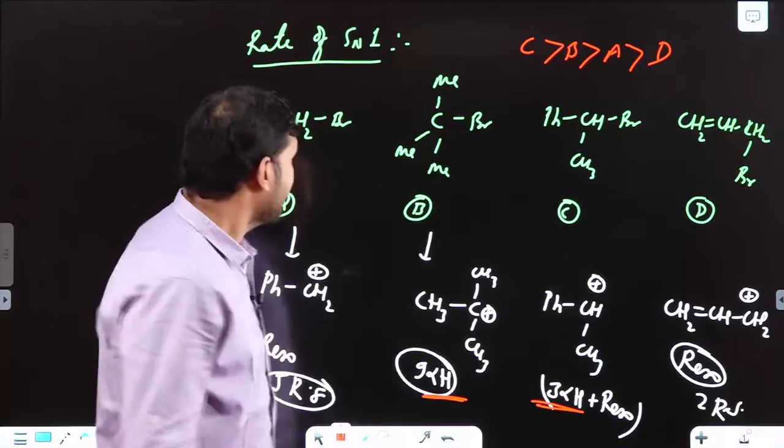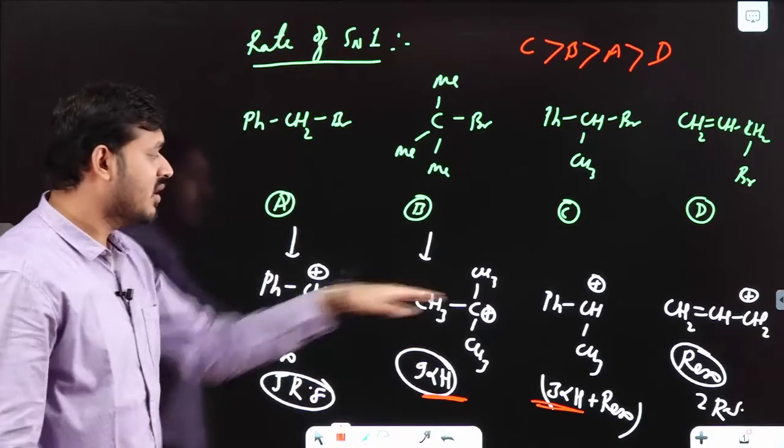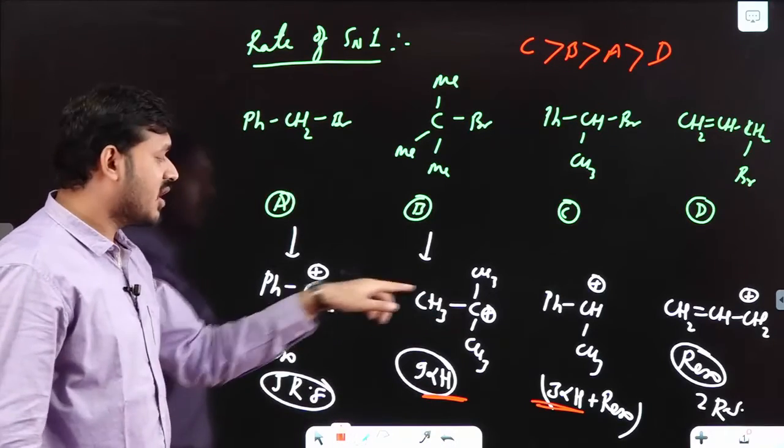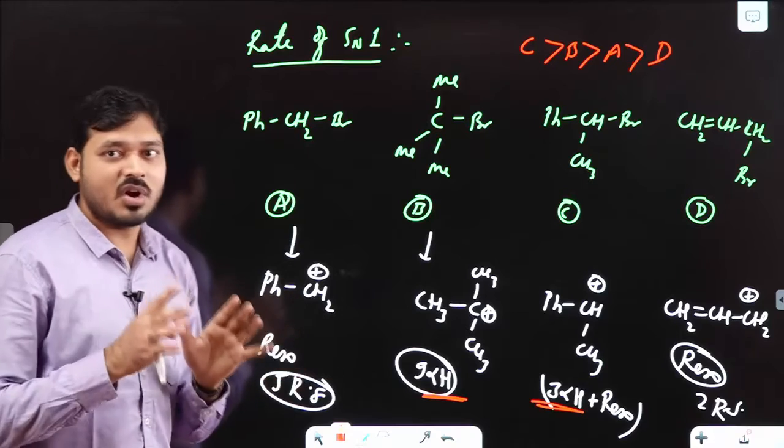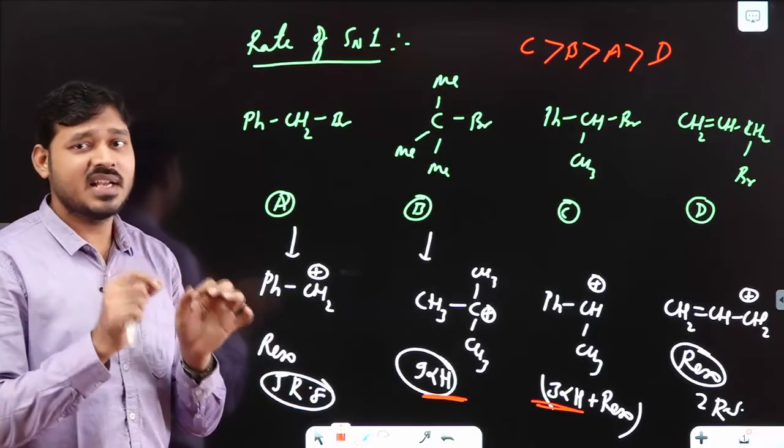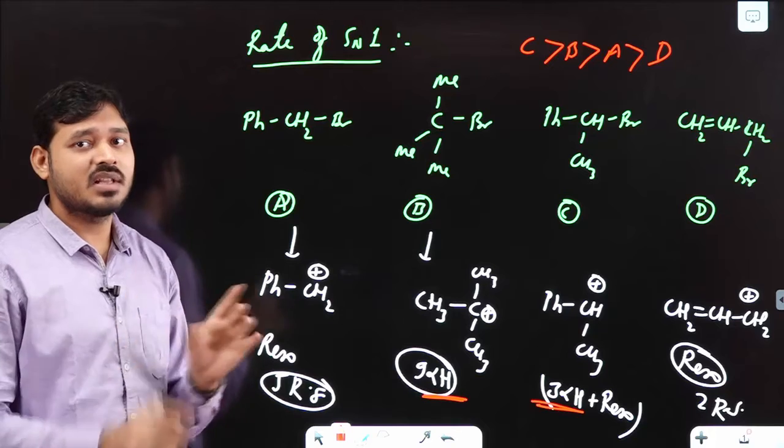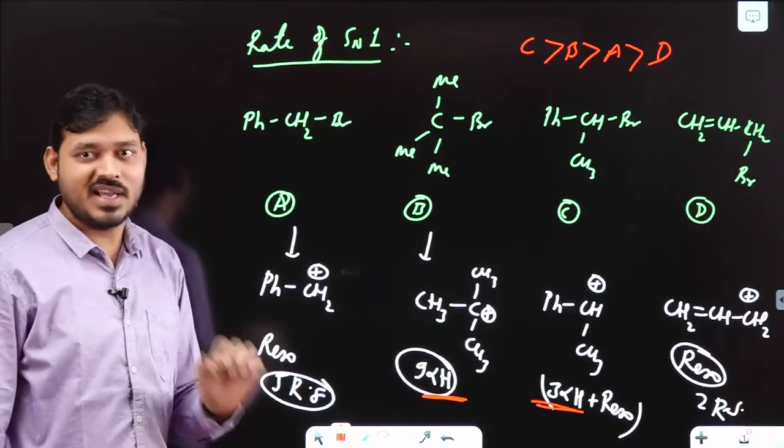So this is the order of rate of SN1 based on this part, based on carbocation generated. So remember always, the rate is maximum, all about the stability of carbocation. Clear? Okay.